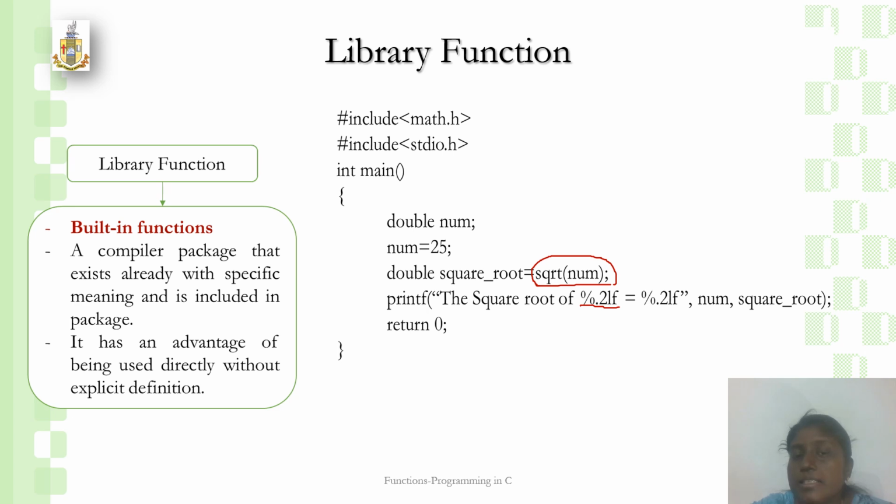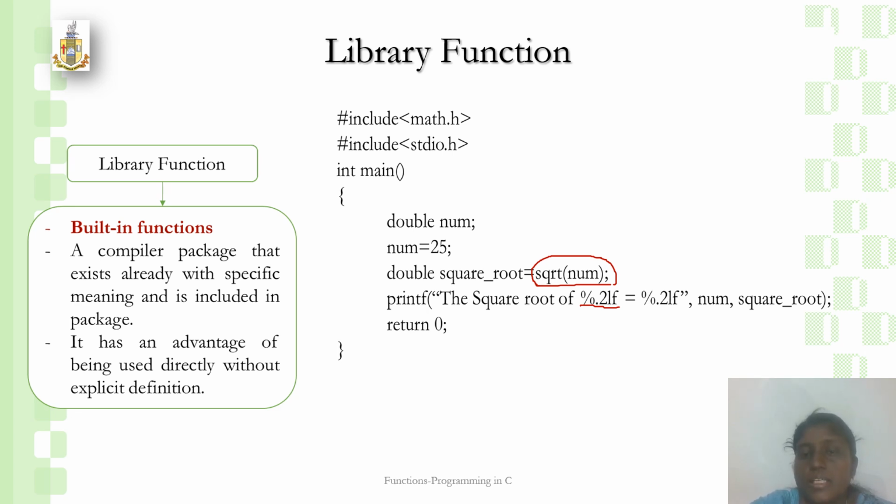We have declared num as the double data type, so it can hold n number of decimal points. We need only 2 decimal points, so we have mentioned it here as .2, which means 2 decimal places will be given in the output. LF is a long float, so double holds a higher memory space than float, so we'll be calling it with the LF.